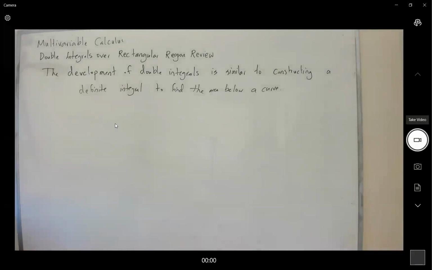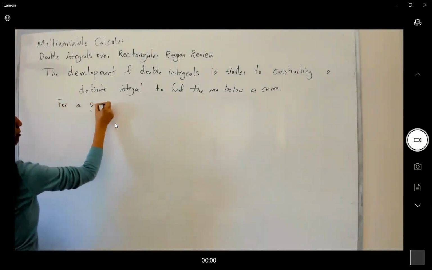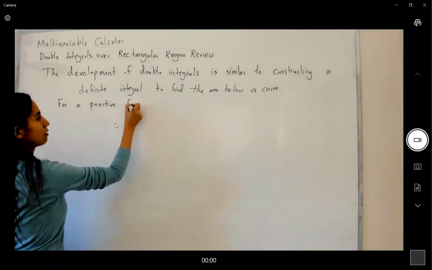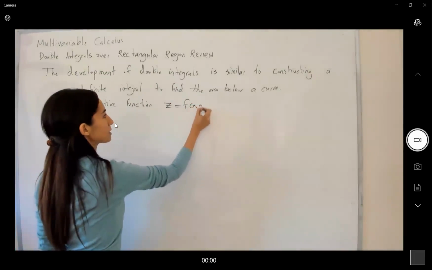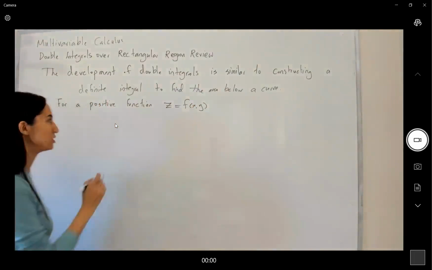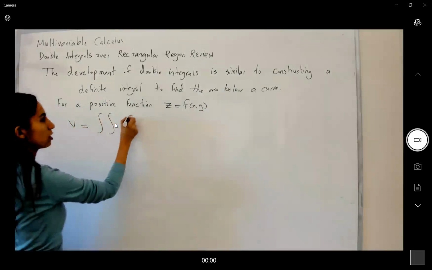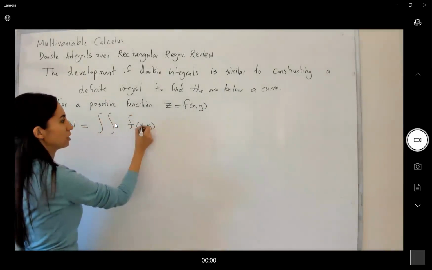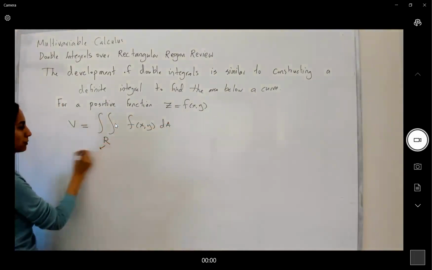Very well. So if you have a positive function like z equals f of x and y, we can define the volume, which is defined as the double integral of function f of x and y dA over region R.